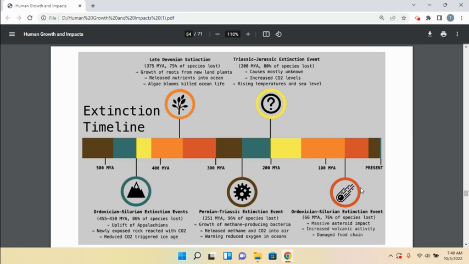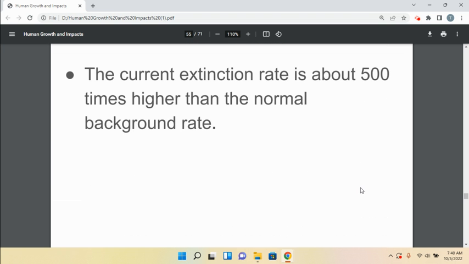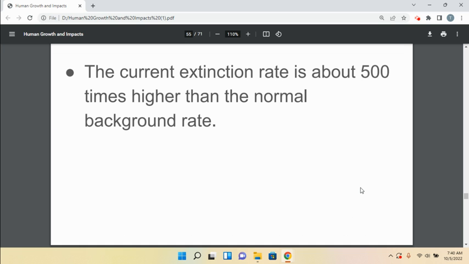And these have all been natural extinction events. Again, nothing that humans have done because humans weren't even around. That's not to say that humans don't cause extinction. The current extinction rate is about 500 times normal background rate.